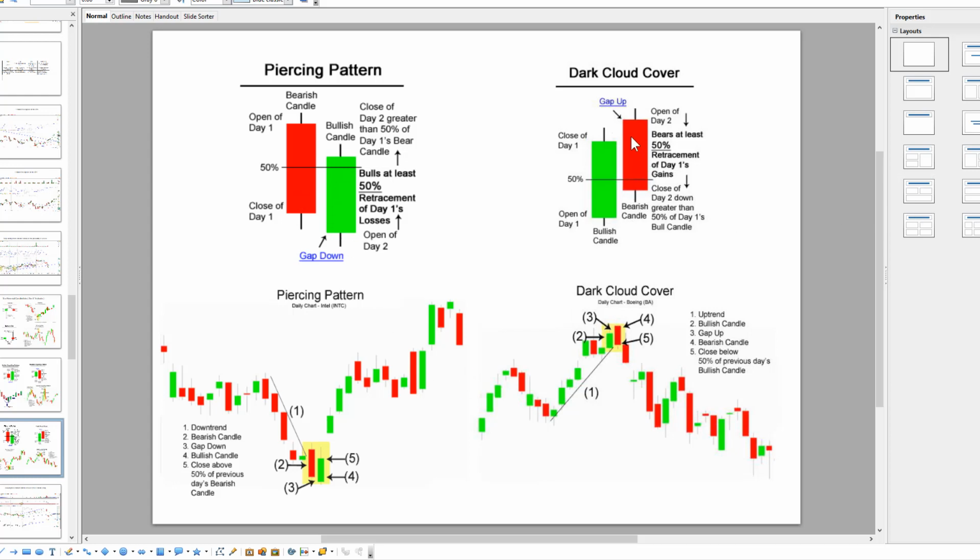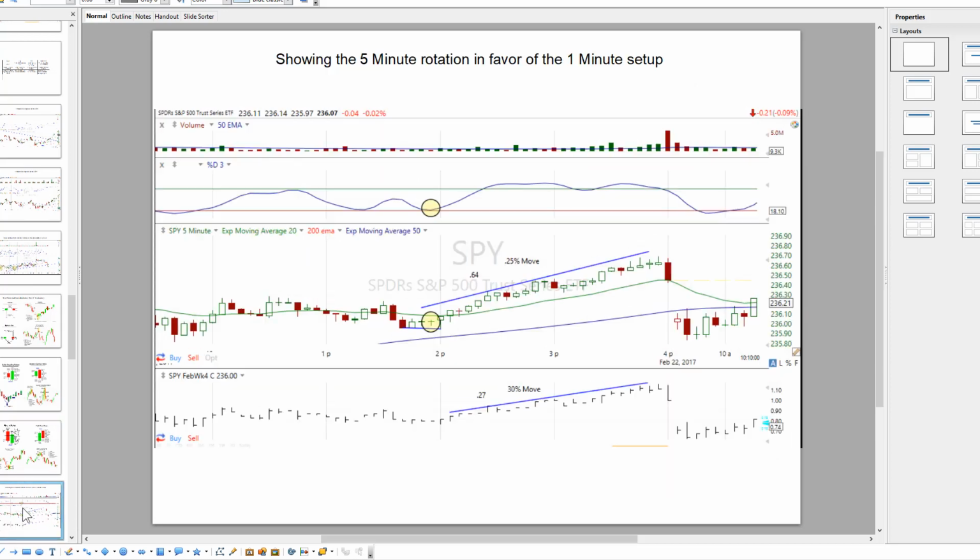And the same thing, dark cloud cover. Same thing, kind of gap up, even take out the highs, pierce back below the 50% into the previous candle. All right, so those are the main ones. That's the ones we're going to talk about right now. There's some other ones a little bit more complex, but basically that's what we're looking at, and the combination of all those happening.